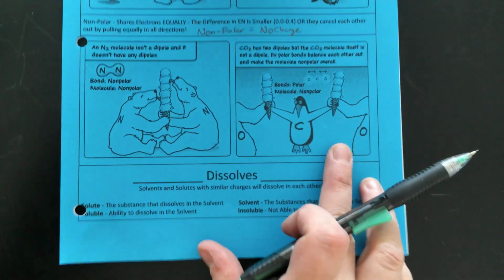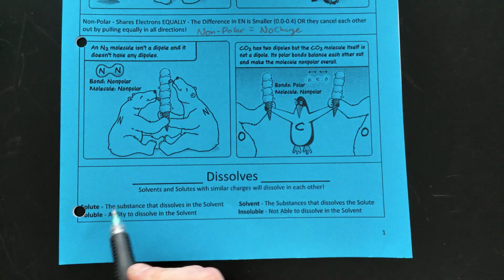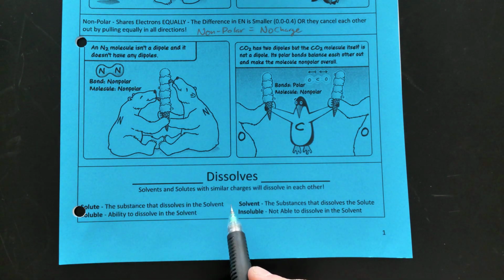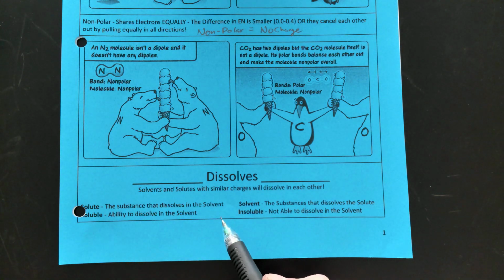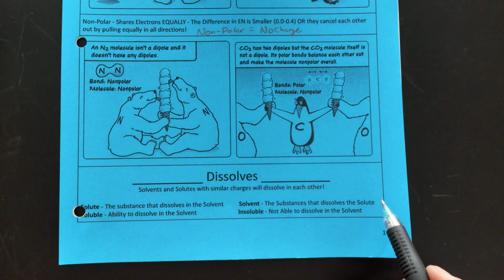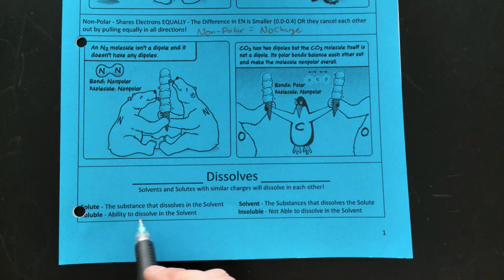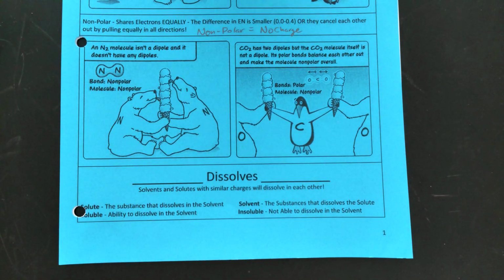Now, what does this tell us about how things mix and dissolve? So a couple vocab words. A solute is what you are dissolving. So if I was making salt water, the salt would be my solute. My solvent is what does the dissolving, so it would be my water. Soluble means it can dissolve, and insoluble means it cannot.